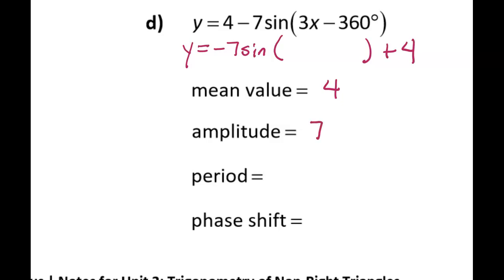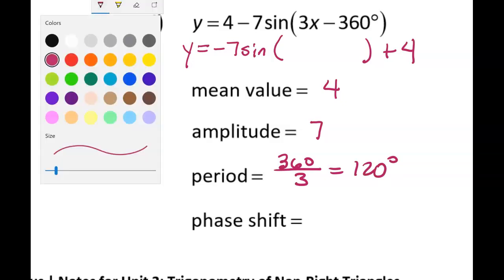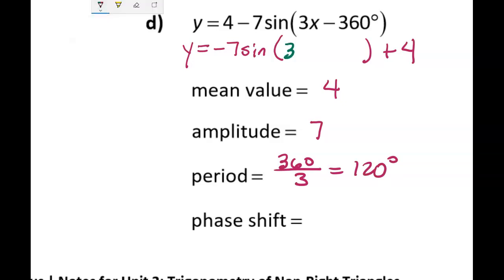The amplitude is +7, because it's the absolute value of the coefficient of sine. And the period is 360 divided by 3, which is 120. And the phase shift seems like it should be 360, but it's not. The phase shift is what we get when we factor the inside of that sine function. So that's going to be 120 degrees.